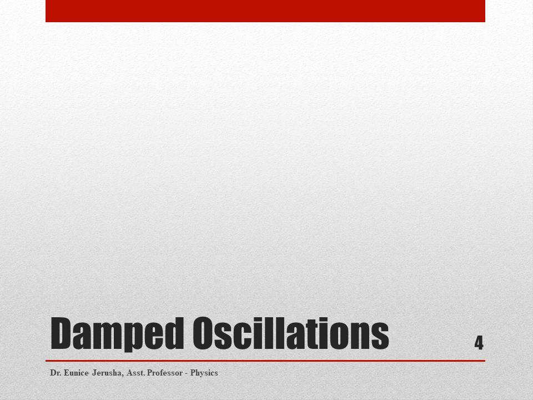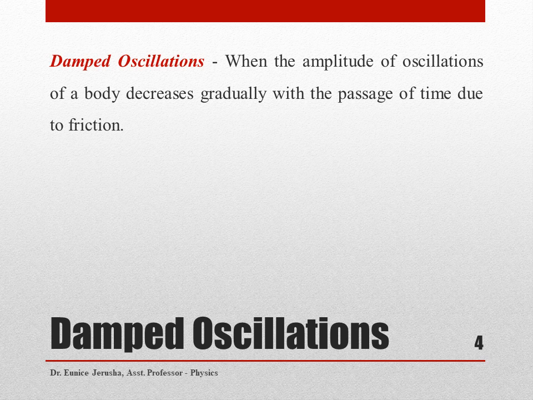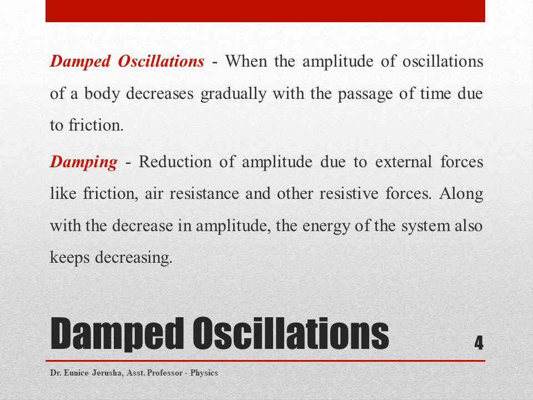In reality, if a body is set into vibrations, the amplitude keeps decreasing due to the frictional resistance around the body. Let us define this properly. When the amplitude of oscillations of a body decreases gradually with the passage of time due to friction, then such oscillations are said to be damped oscillations. Damping is due to the reduction of amplitude due to external forces like friction, air resistance, and other resistive forces. Along with the decrease in amplitude, the energy of the system also decreases.